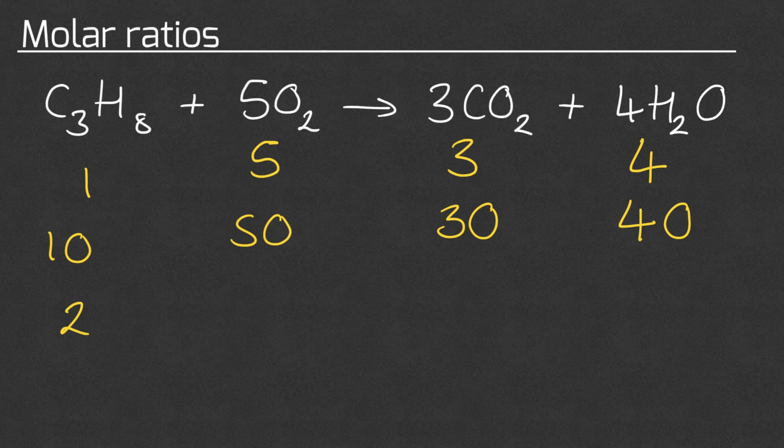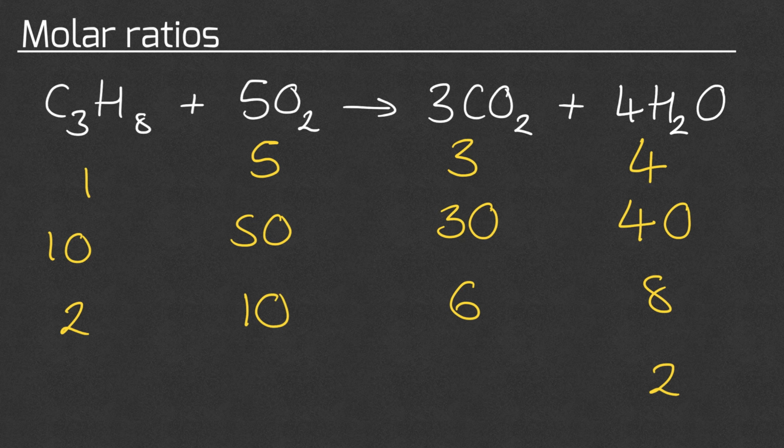Or if we started out with 2 moles of propane, we would need 10 moles of oxygen. Because as we can see, we've got 2 moles here, but there is 1 in the equation, so essentially we've times it by 2 to get down here. So we would need to have 10 moles of oxygen for this reaction. And that will give us 6 moles of carbon dioxide and 4 moles of water.